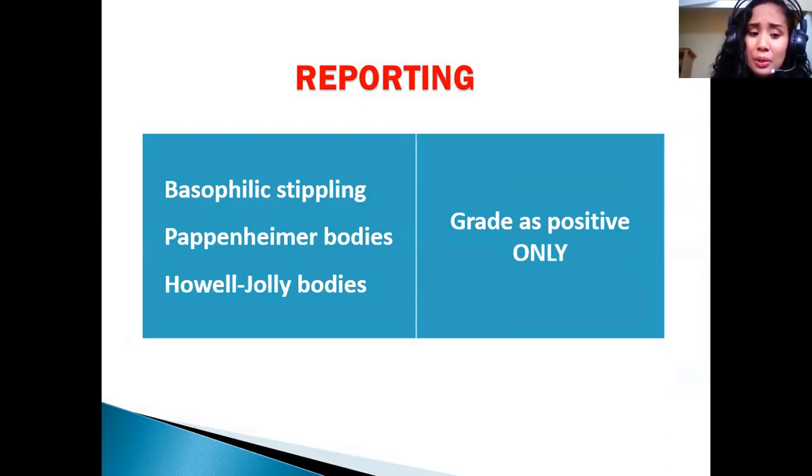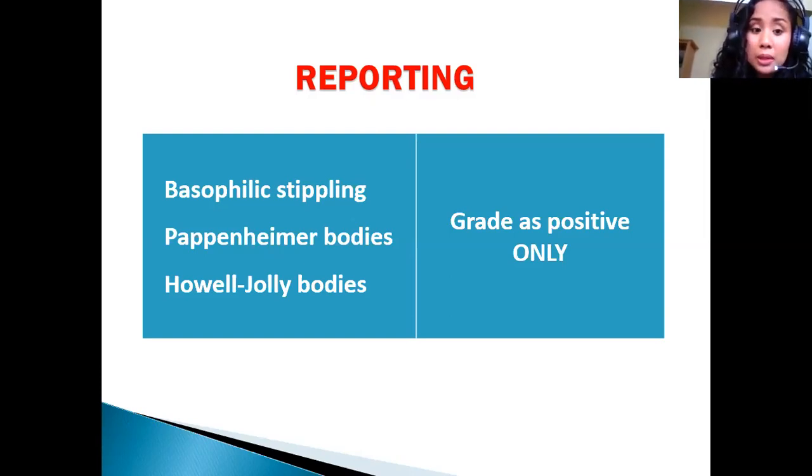Pero class, syempre, kunyari, pag may Howell-Jolly bodies, maghanap ka naman ng macrocyte, maghanap ka naman ng hypersegmented neutrophils to really correlate that you're natama, diba? Malay mo, artifact lang. Or malay mo, platelet lang na pumatong sa red blood cell, diba?